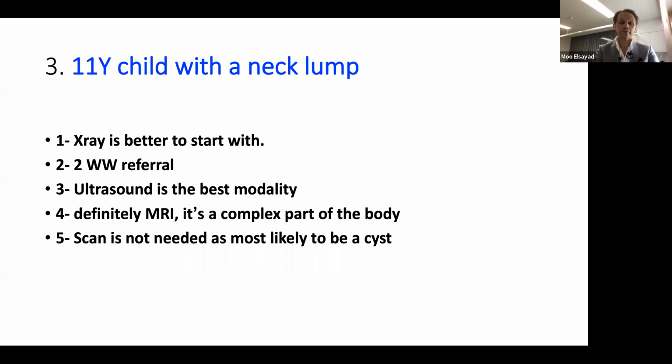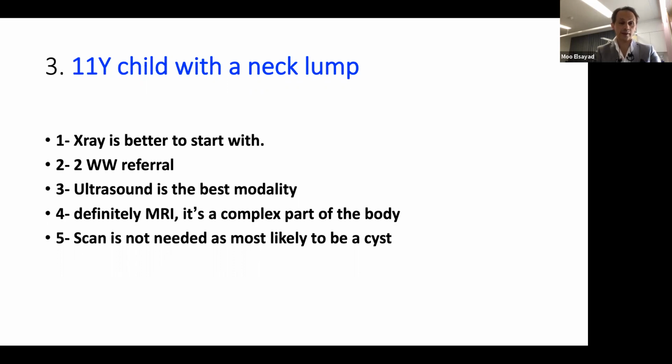Because I'm sure you've seen this. Every mom or dad will come with a child with a lump. They always think the worst. So they will come worried about cancer, and then there'll be pressure on you to ask for the most complex scan and refer to the 2-week wait pathway. But I think it's our duty to reassure them that we will choose the right test from the first time, which is ultrasound. This will give us an idea what's happening.